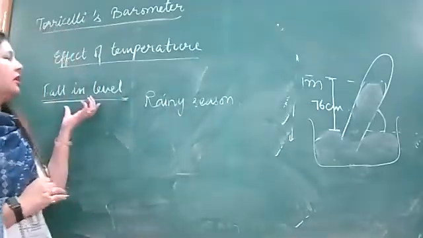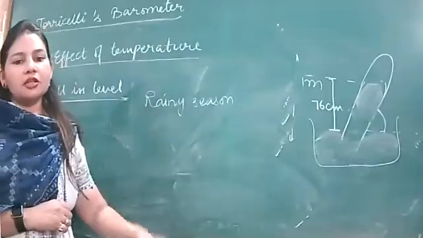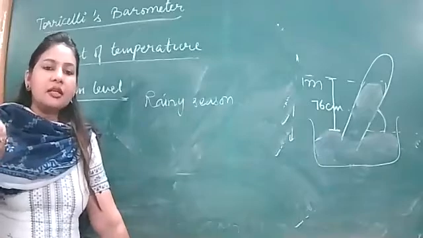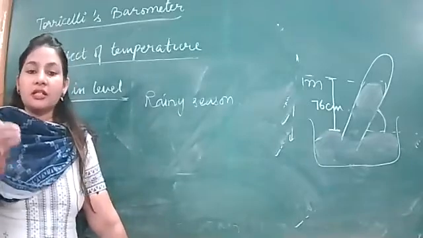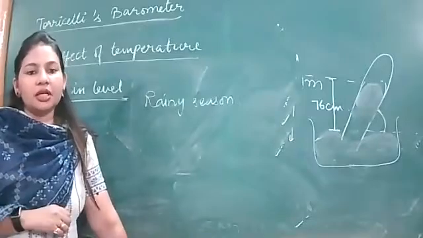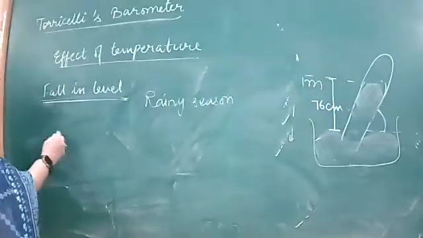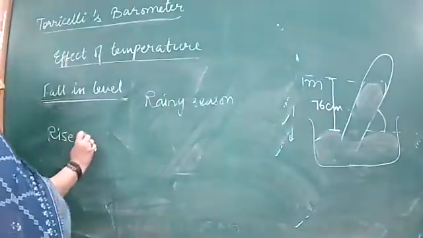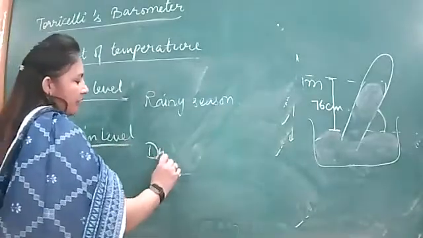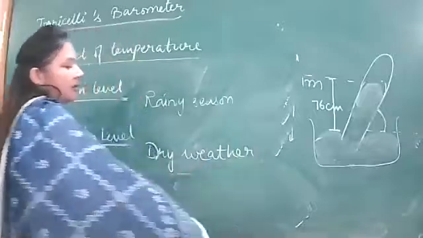So what does the fall in level of mercury in the barometer indicate? It indicates rainy season, and the reason I told you, because density of water vapor will increase and density of air is going to decrease, that is further going to decrease the pressure and hence the level of mercury in the barometer also. And the reverse thing happens. If there is rise in level of mercury in the barometer, it will indicate dry weather.